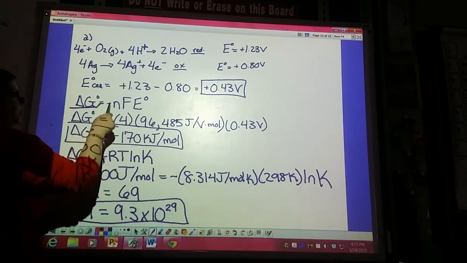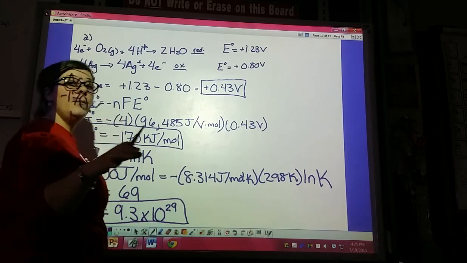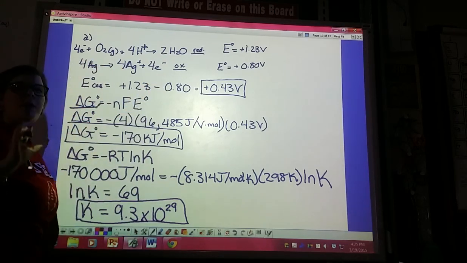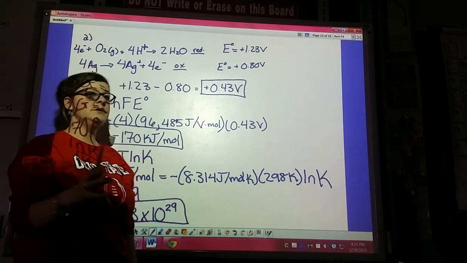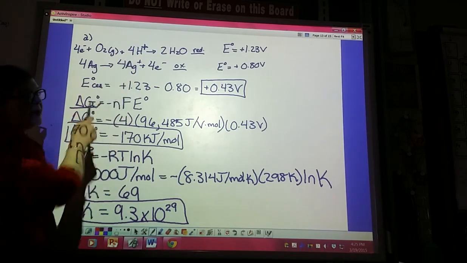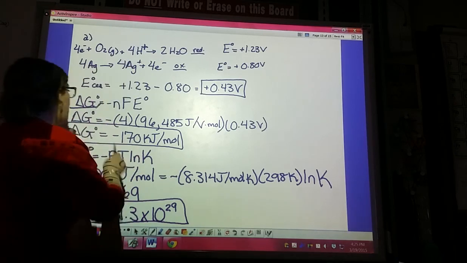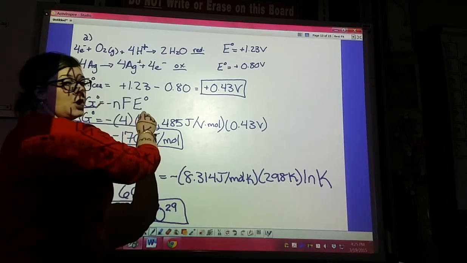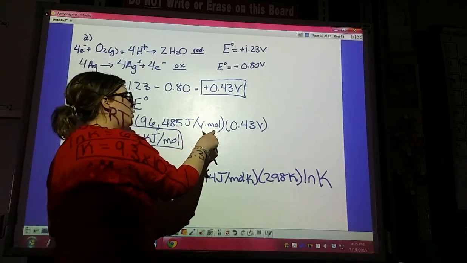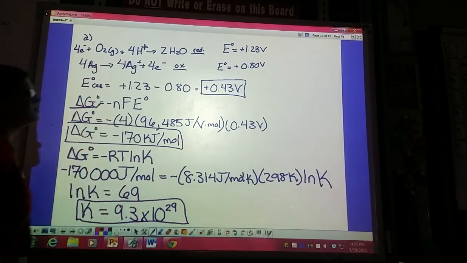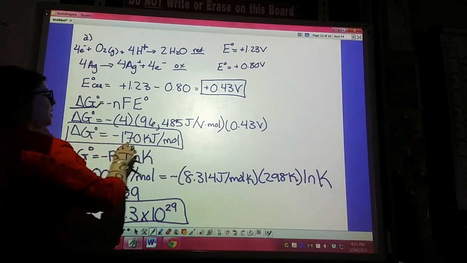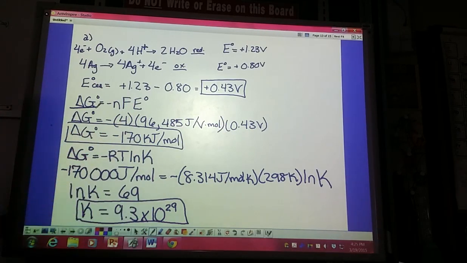Delta G then is going to equal a negative n, that's the number of moles of electrons. I had 4 electrons. So in this overall reaction, there's a transfer of 4, so that's why I have that 4 there. So you have to balance these half reactions electrically to know what n will be. F is a constant. That's on your constants page, 96,485 joules per volt mole. Then I have my E value, which is 0.43 volts. If I do that math, I get G to be a negative 170 kilojoules per mole.